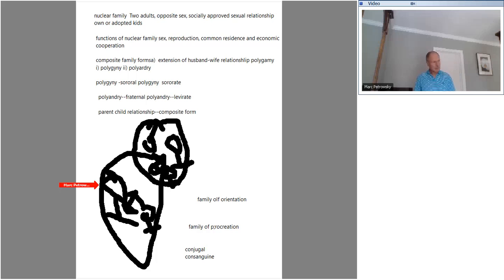Okay, I forgot to check the time. I think we probably ought to stop here, okay? This is a good place to stop. We've gone through composite family forms, and we're getting ready to talk about incest today. So let's stop right here. We'll pick up in a sec. So this is 16A.